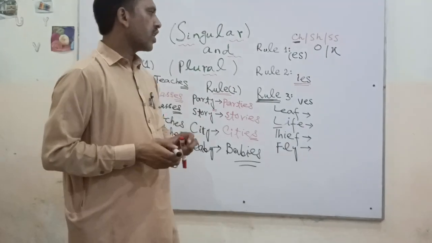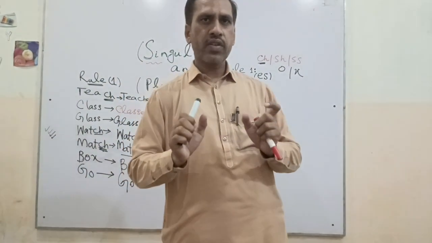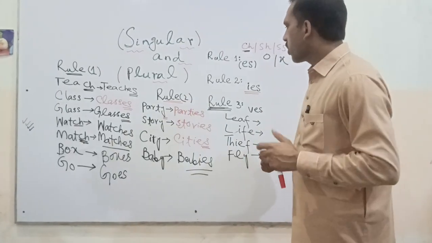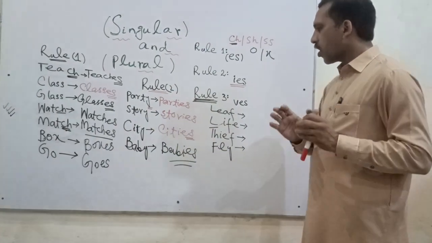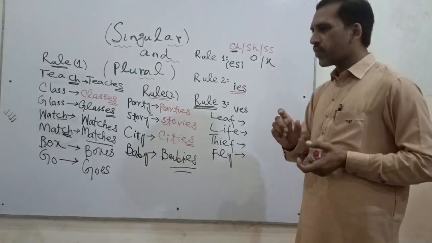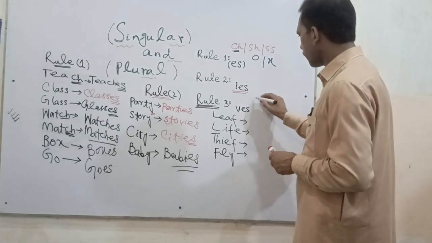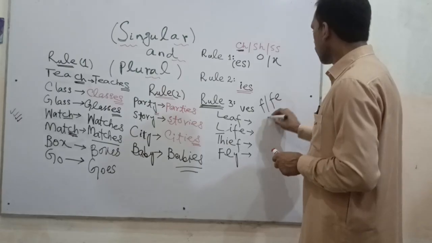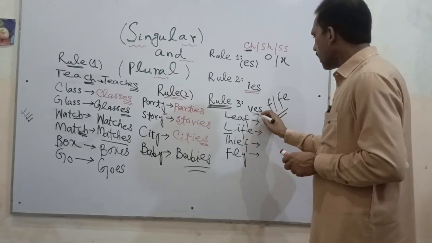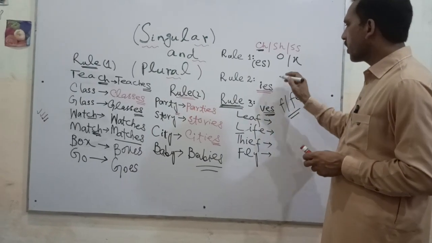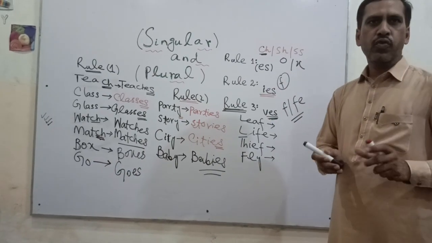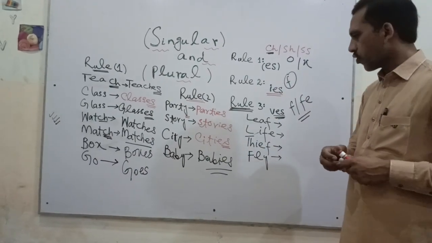And now we discuss rule number 3, how to make plural from singular. Rule number 3 is that nouns or verbs that end with f or fe, we add ves to make the plural form of the singular form.